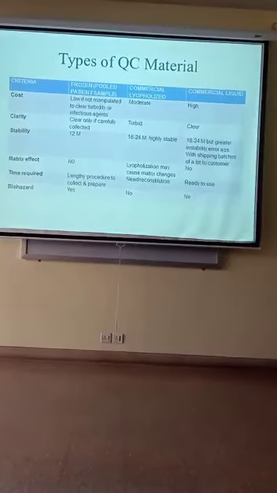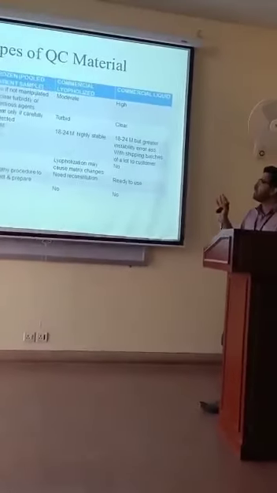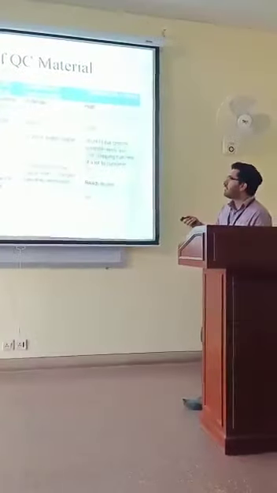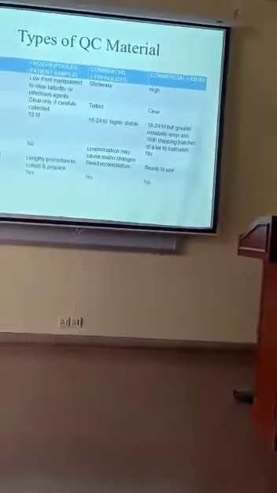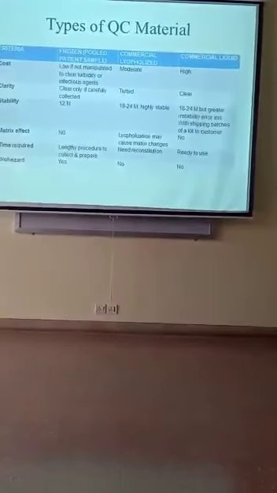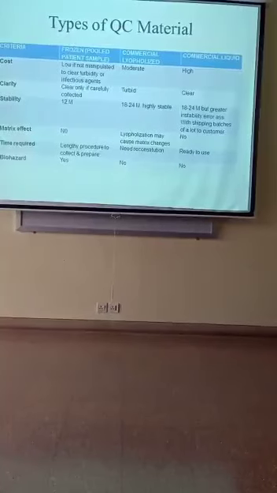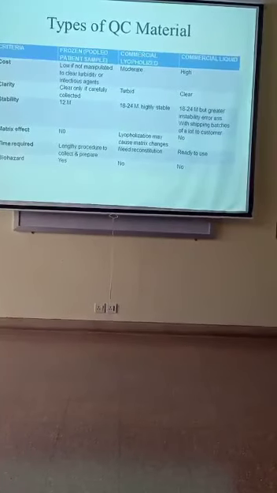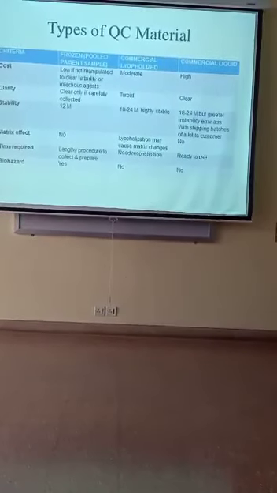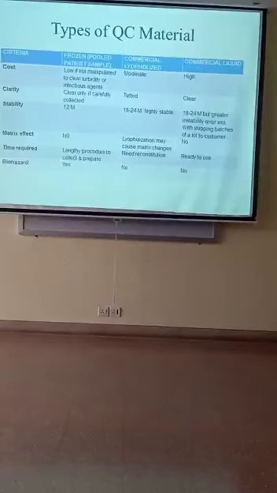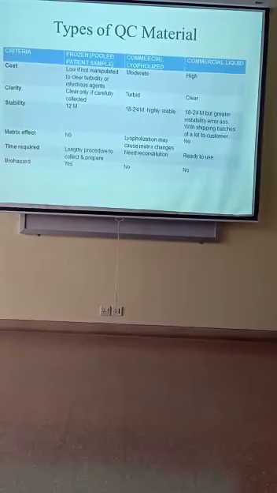There are different characteristics on the basis of which we will compare these three types of quality control material. These are the cost, then come the clarity, stability, matrix effects, time required, and biohazards. As you see, the cost of frozen pooled patient sample is low, but the commercial liquid is higher. The clarity is clear only if carefully collected for patient specimens, but the commercial liquid is very clear.